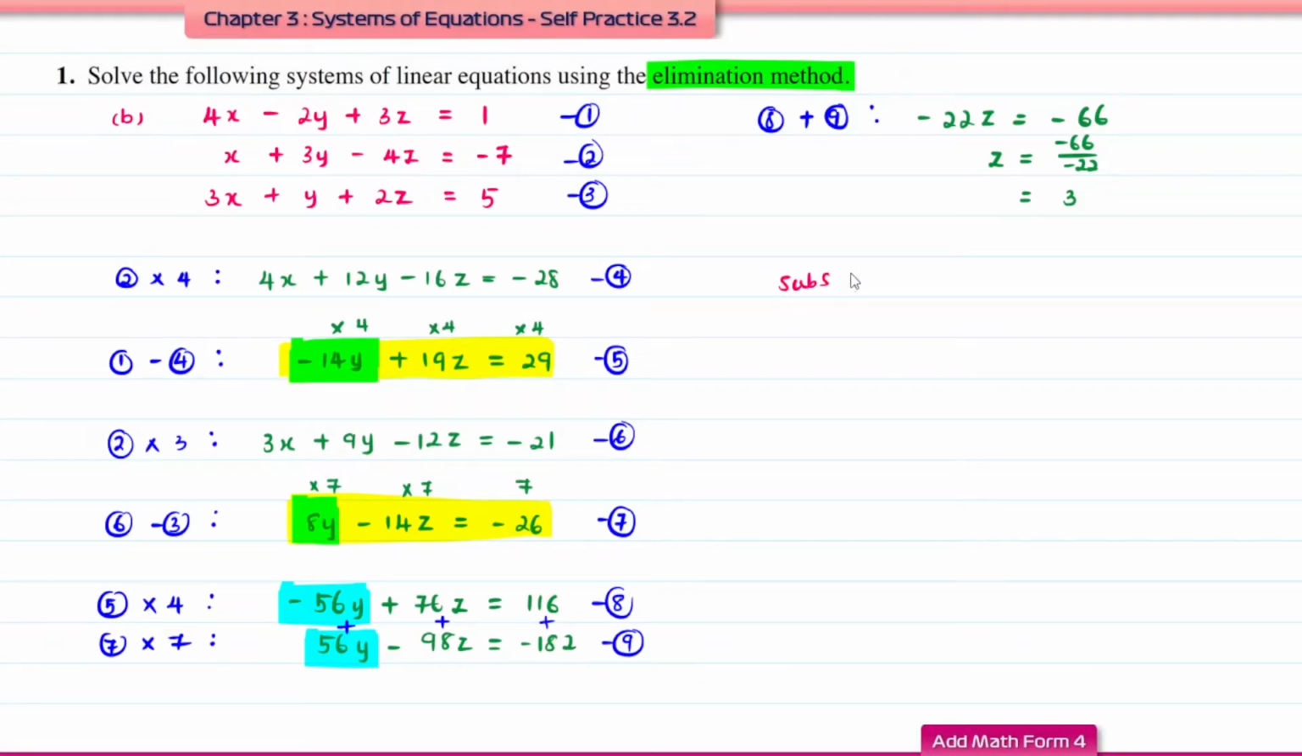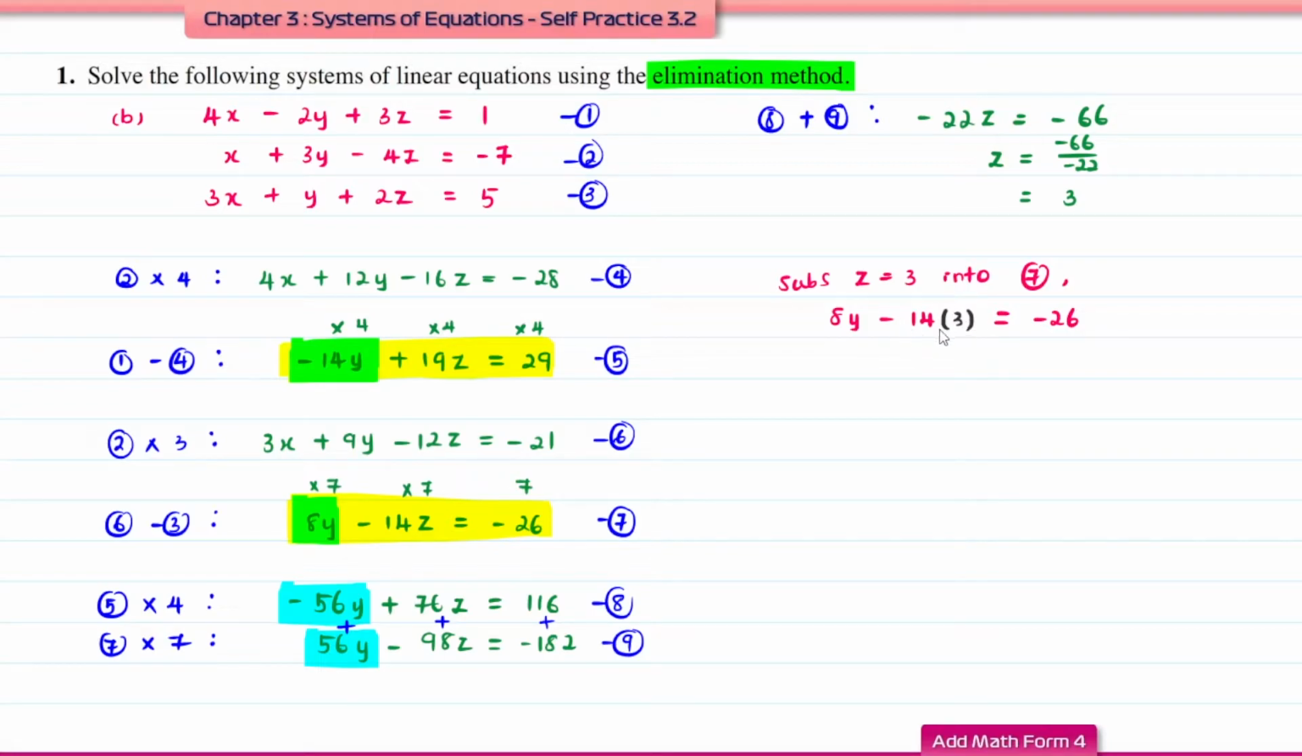So next, I'm going to substitute z equal to 3 into equations 5 or 7, even 8 and 9, to find the value of y. Here I'm just going to choose equation 7. So 8y minus 14z, where we substitute z with the value 3, equal to negative 26.